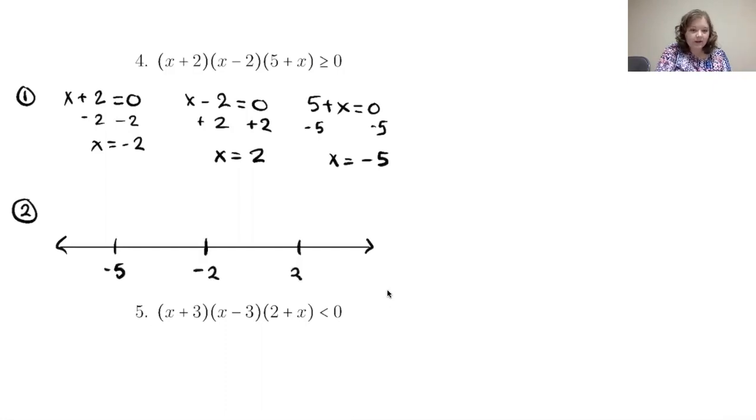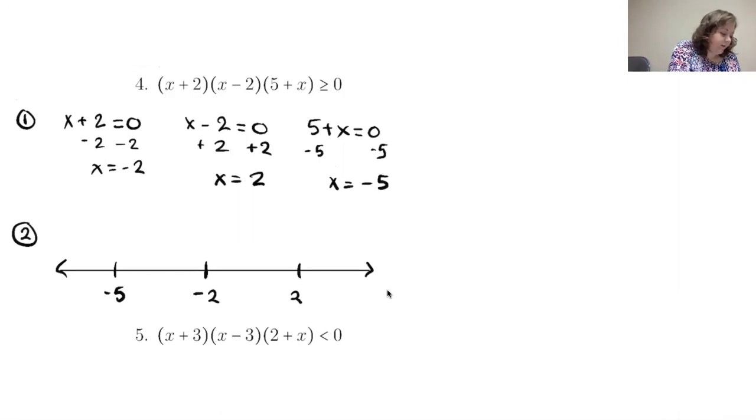All right. So now we will go on to step 3. So we'll pick a number for our first interval for the sign test. A number less than -5, so I will just do -6.